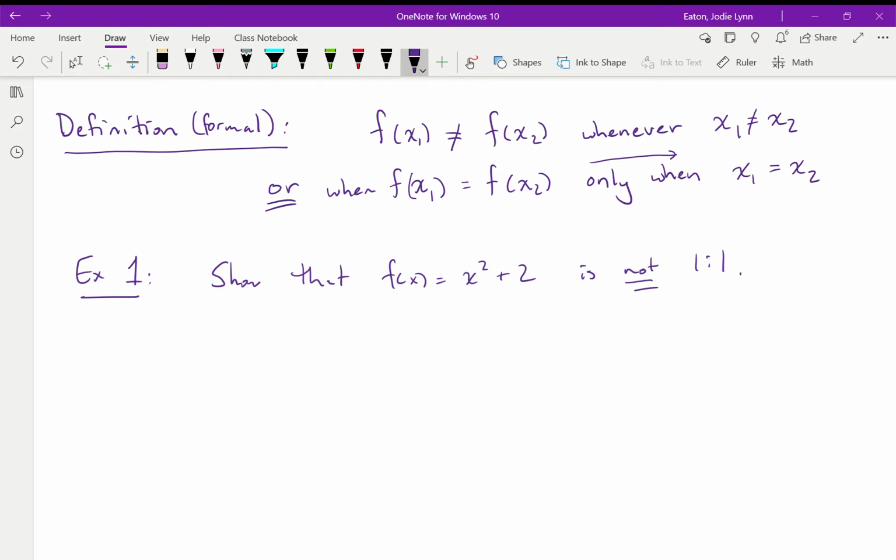In this case, because we're asked to show that it's not one-to-one, we don't have to do that. The burden of proof is not on us. We don't have to prove it for every value. All we need is what we call a counterexample. So it takes a lot to prove something, but it doesn't take very much to prove that something's not true. A counterexample is one example where it doesn't work.